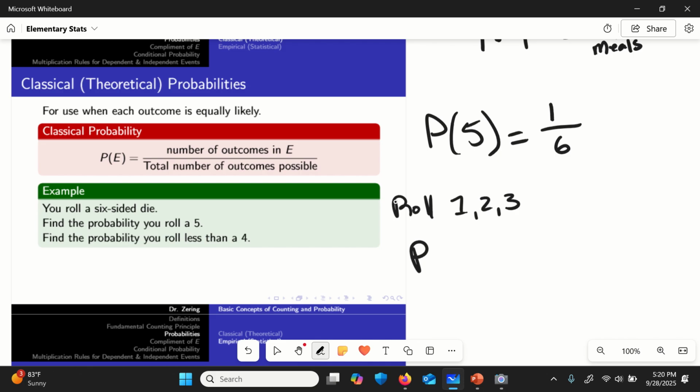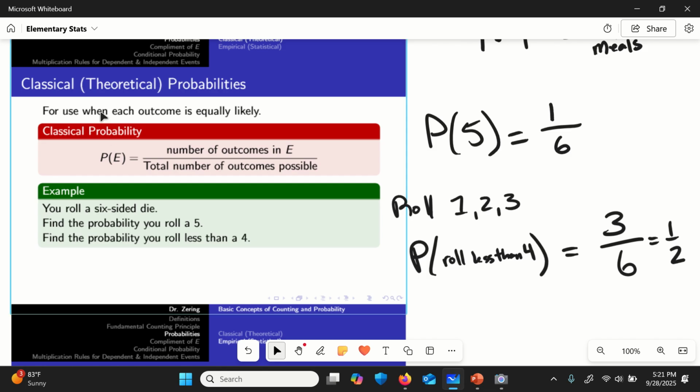So the probability that you roll less than a 4, and maybe because this is not for a single number, I'm going to put roll less than 4 inside my parentheses. The probability that you roll less than a 4, there's 3 ways that could happen out of the 6 total outcomes possible, because you could technically roll any number, 1 through 6. So our probability of rolling less than a 4 is 3/6, or if simplified, 1/2. So this is classical probabilities, calculating classical probabilities of a single event happening.